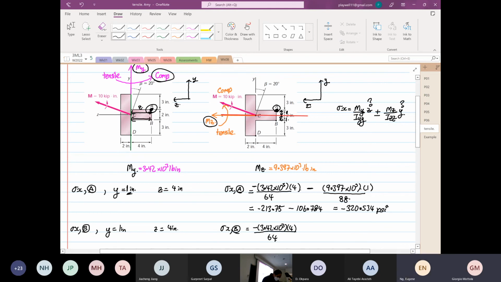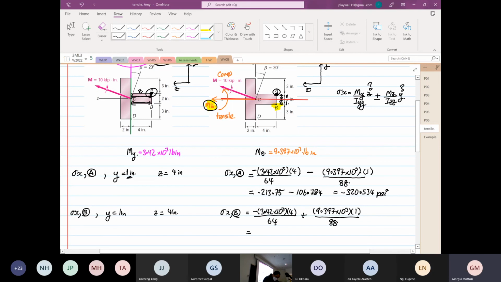Now, if you look at Mz at point B, it's going to be what? Tensile. So this will be equal to minus 213.75 plus 106.784, which is equal to minus 107.966. Sorry, 106.